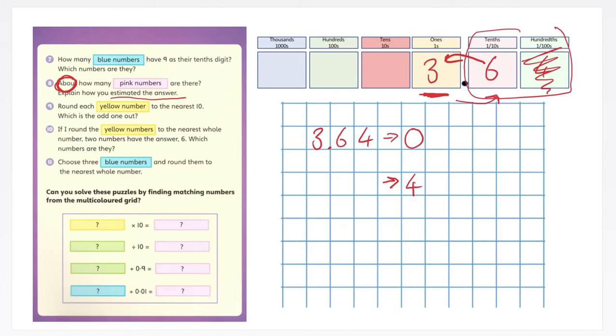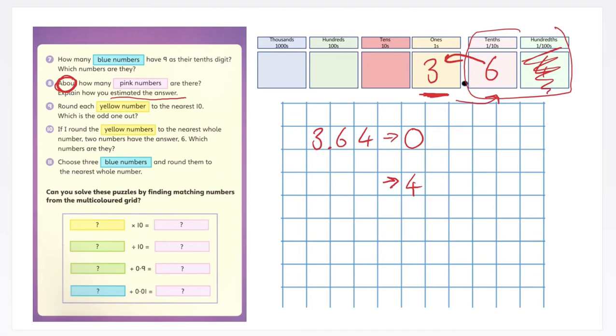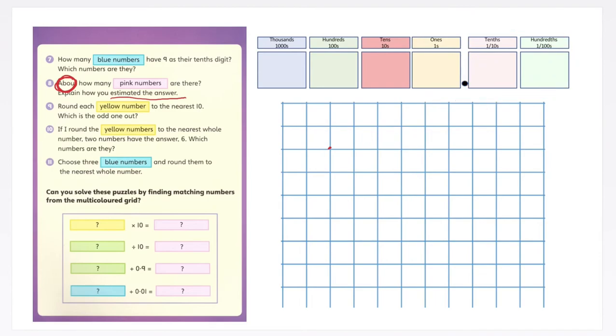Choose 3 blue numbers and round them to the nearest whole number. It's the same thing again, but the blue numbers have got some hundredths. But if you're rounding to the nearest whole number, the hundredths are irrelevant because you're only ever going to look at the tenths column. And then finally, there's quite a big question at the end.